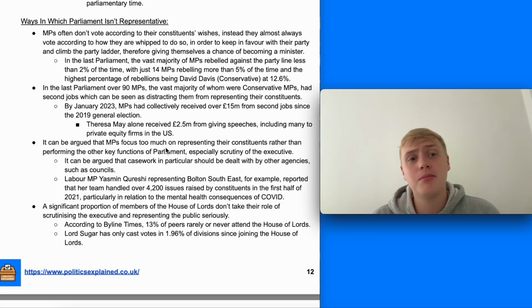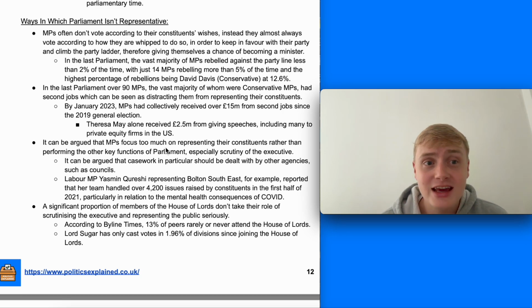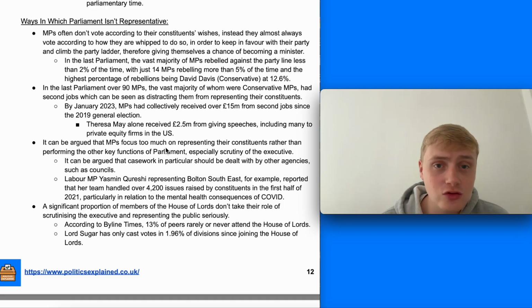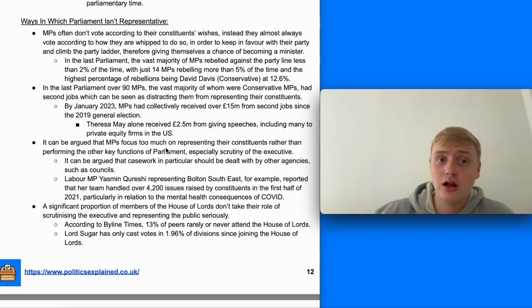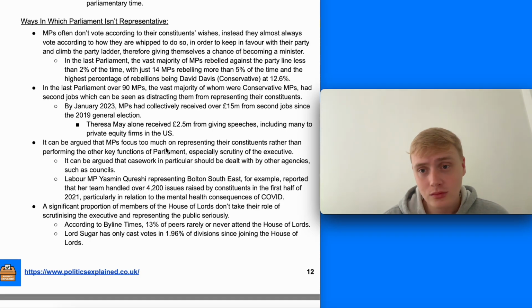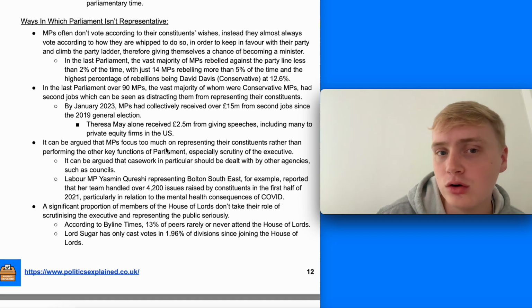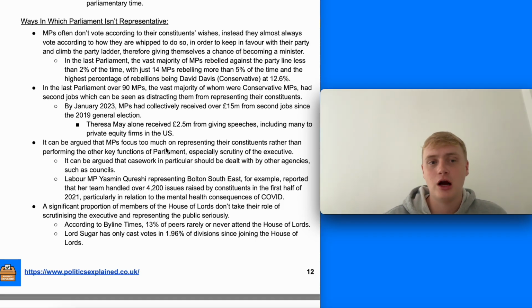On the other hand, we can say that Parliament isn't representative. MPs often don't vote according to their constituents' wishes. Instead, what influences how they vote is almost exclusively how they're whipped. They vote almost always in line with the party line, in line with what the party tells them to do, because that allows them to climb the ministerial ladder or the party ladder, be favoured due to their loyalty, and give them a chance of becoming a minister.